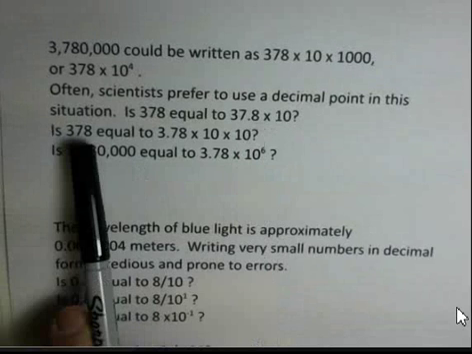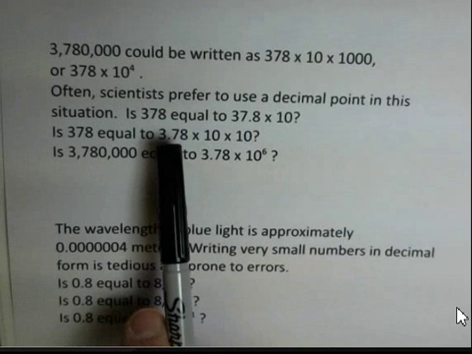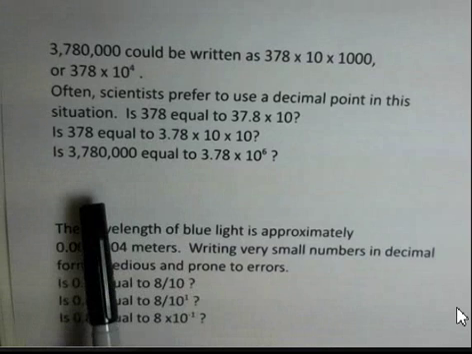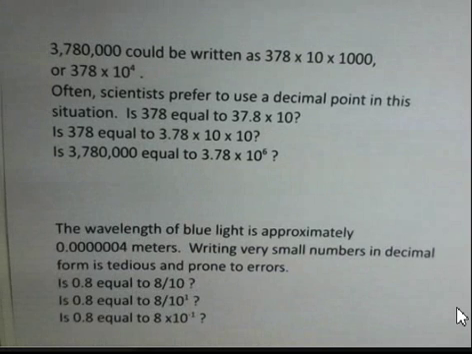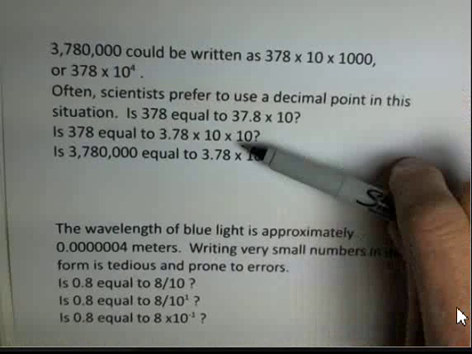Is 378 equal to 3.78 times 10 times 10? 100. Yes. Is 3,780,000 equal to 3.78 times 10 to the sixth? Yes. And if you just back up to here, I had 10 to the fourth. I've gone to 3.78 and two more factors of 10.